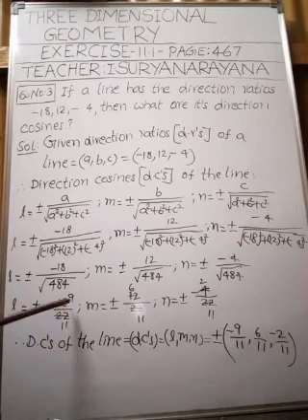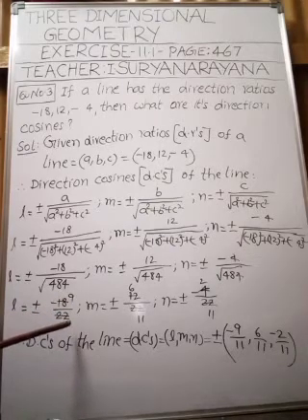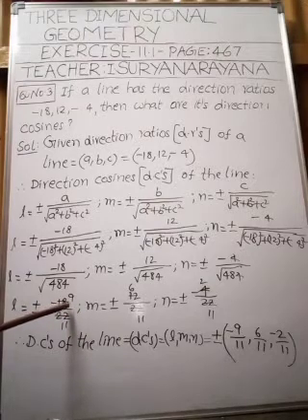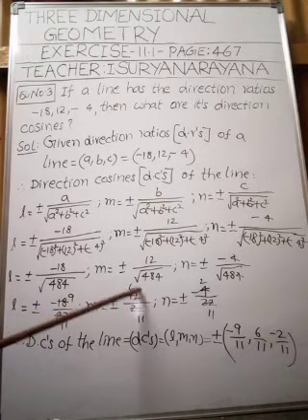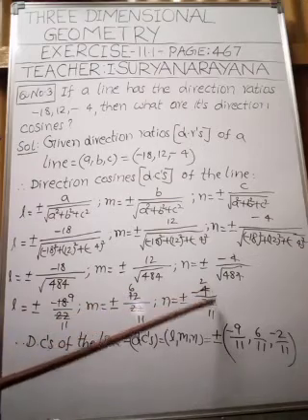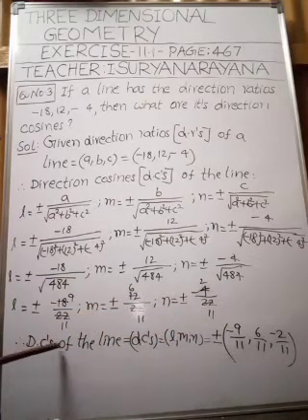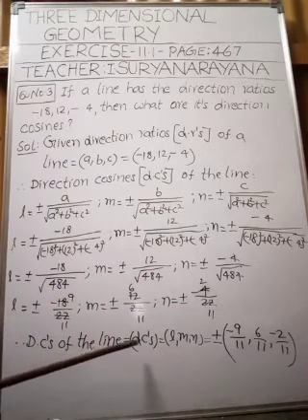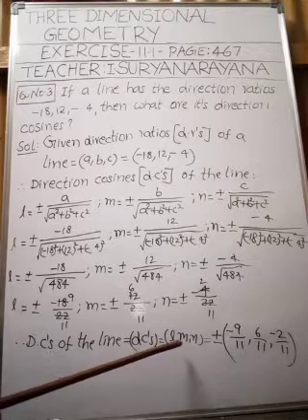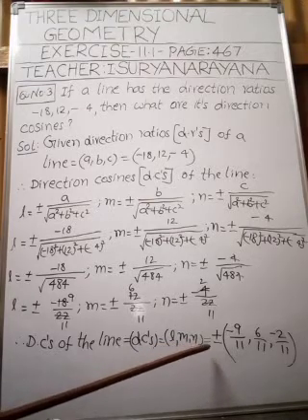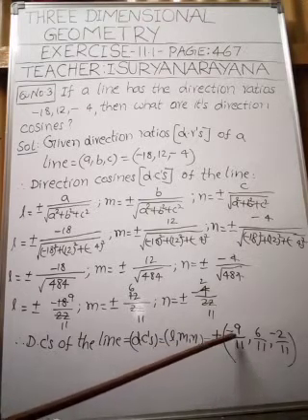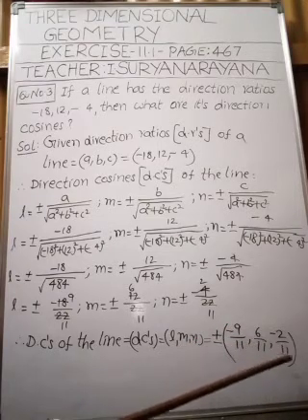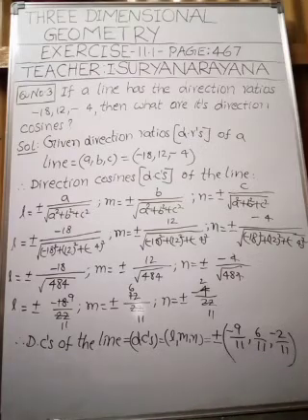Now we divide the numerator and denominator by 2. 2 nines are 18, 2 elevens are 22. Here 2 sixes are 12, 2 elevens are 22. Here 2 twos are 4 and 2 elevens are 22. Understood this step, my children? Right. Therefore, direction cosines of the line, that is l, m, n, are equal to plus or minus 9 by 11, comma, 6 by 11, comma, minus 2 by 11. Understood, my children? Right.